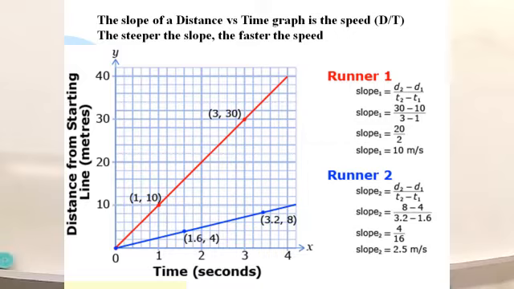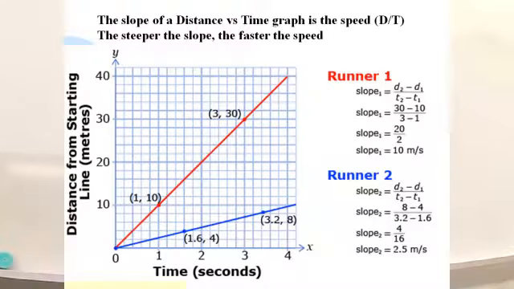If we were to take two separate points, like this point here where in 3 seconds it's gone 30 meters, and in 1 second, it's gone 10 meters. If we were to just look at that interval, we would have distance is 30 minus 10, so 20. The time is 3 minus 1, so 2. 20 divided by 2, 10 meters per second. Same result no matter what.